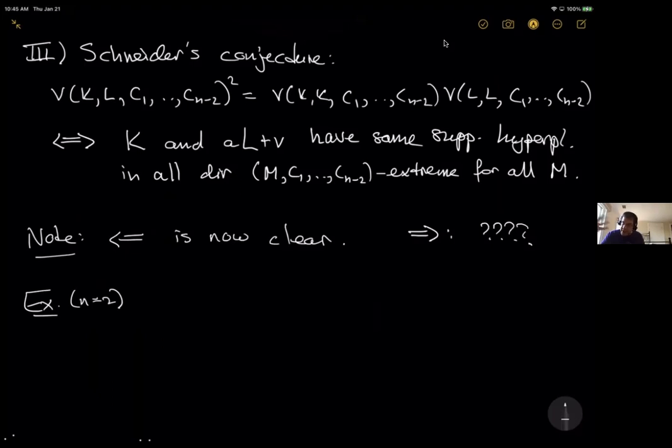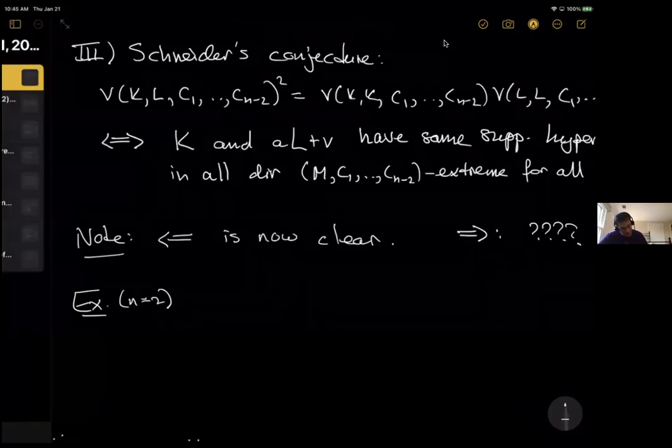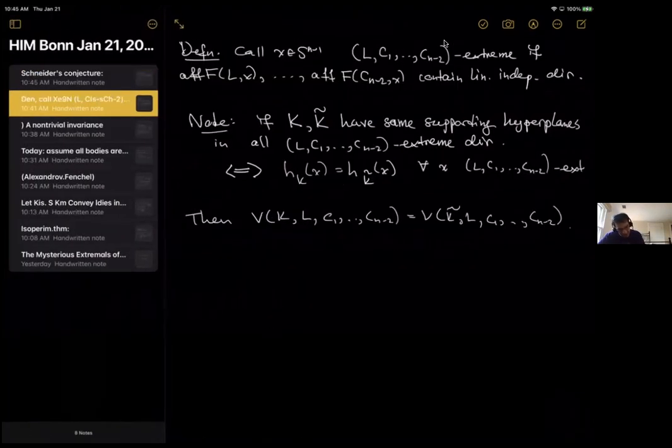But every direction is m extreme for some m. If you look at this definition, what does it mean to be L, C1 to Cn minus 2 extreme? It means that the faces of L in the direction X, C1 in the direction X, etc., live in subspaces that have linearly independent directions. So if all of the bodies are the same, if L equals C1 equals C2 equals C3, etc., then all of these subspaces, the affine hull of the face, are the same.